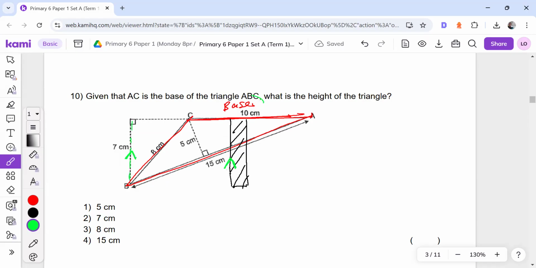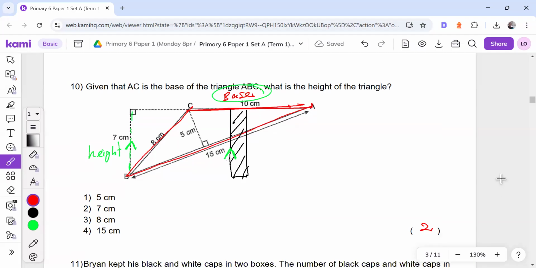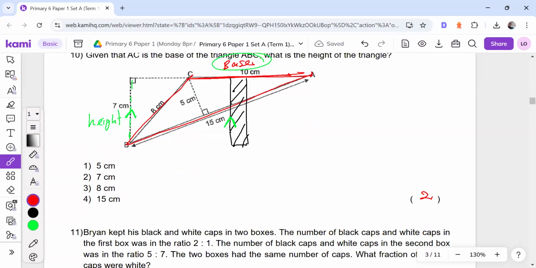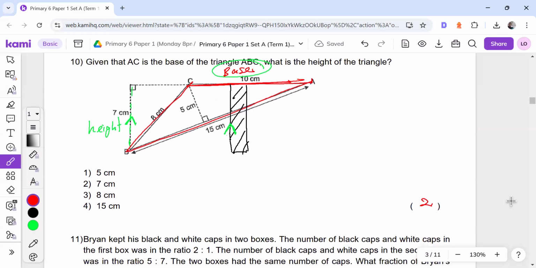All right, if this is the base, then where's the height? The height will be here. And how long is the height? 7 cm. Answer number 2. Okay, so what's the lesson here? The lesson here is you have to take a ruler to find the height, because the height is always at right angle to the base. Okay, all right, that's question 10. Let's go on to the next one. Okay, Mr. waits for you.